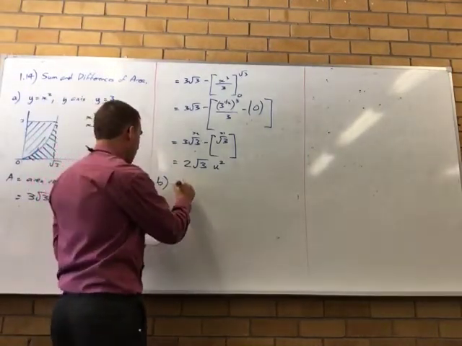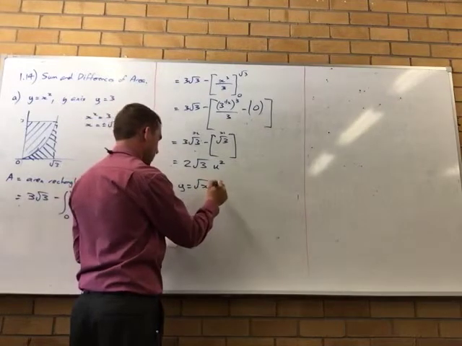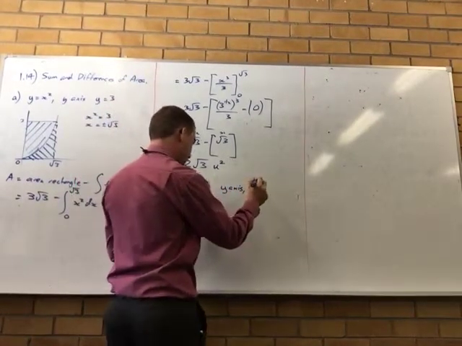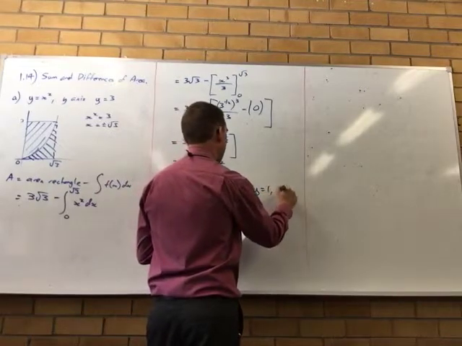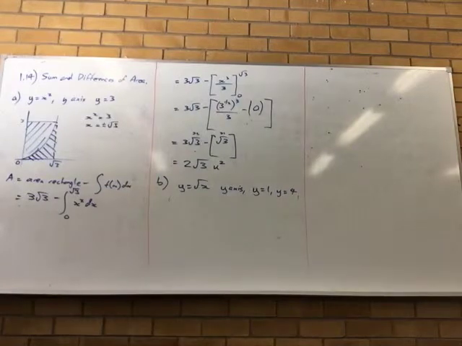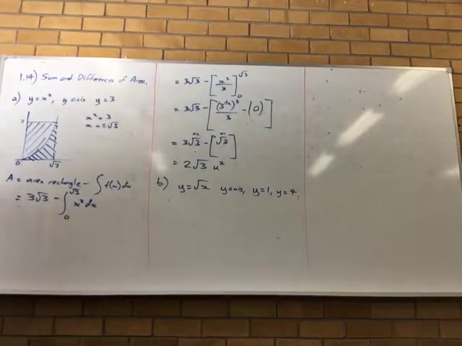Okay, B. We got y is the square root of x, y-axis, and y is 1 and y is 4. Find that area using the sum difference, because it's under this heading.